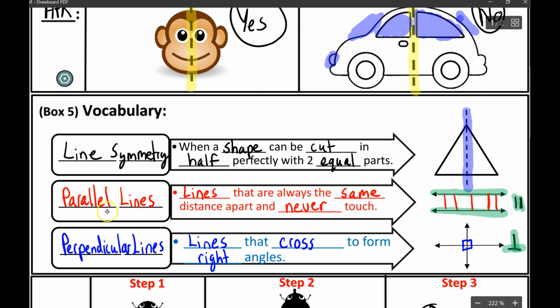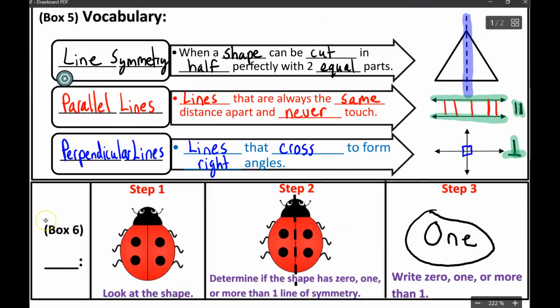So great job on those vocabulary terms. Let's go ahead and go into box 6, which is our critical attribute, or the main component of today's lesson. So again, this is an extension of yesterday's lesson. It's not really new. It's just taking the skills that we learned and using them a little bit differently than yesterday.